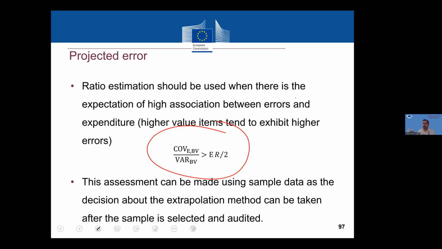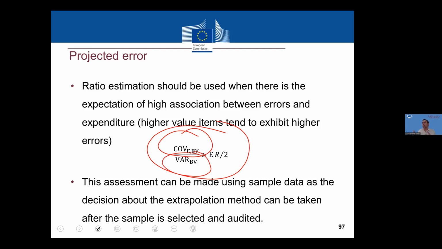Let's not do it now in detail. Just need to know that it's very easy to do this in Excel. You take 1 minute, in Excel, you can take the column of the errors and the column of the book values, and you calculate the covariance between them. The covariance is an Excel function that measures the association between them. Then you divide by the variance of the book value, which is also given by an Excel function.